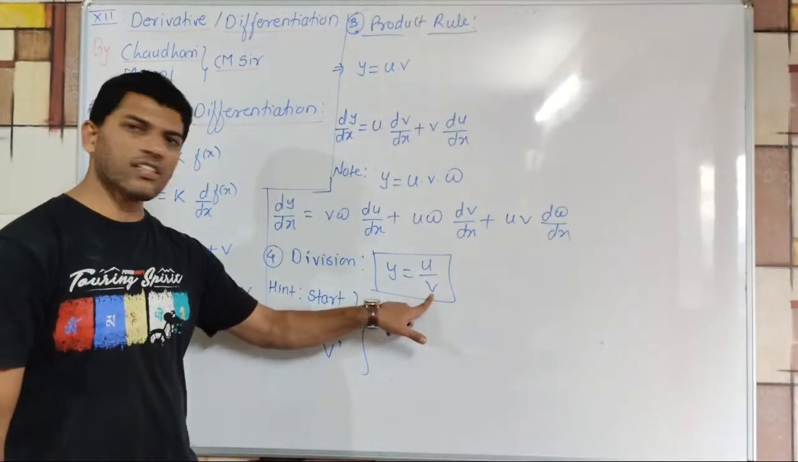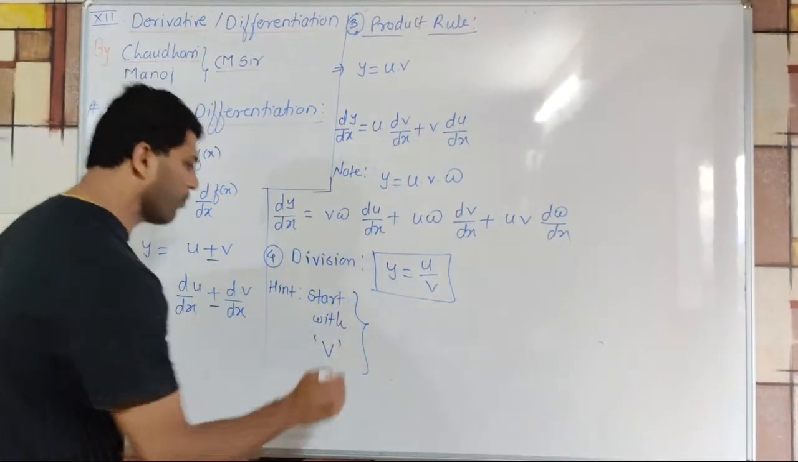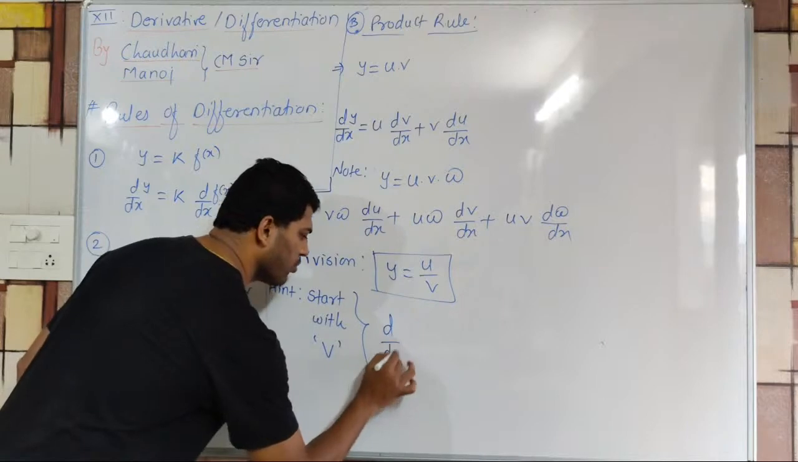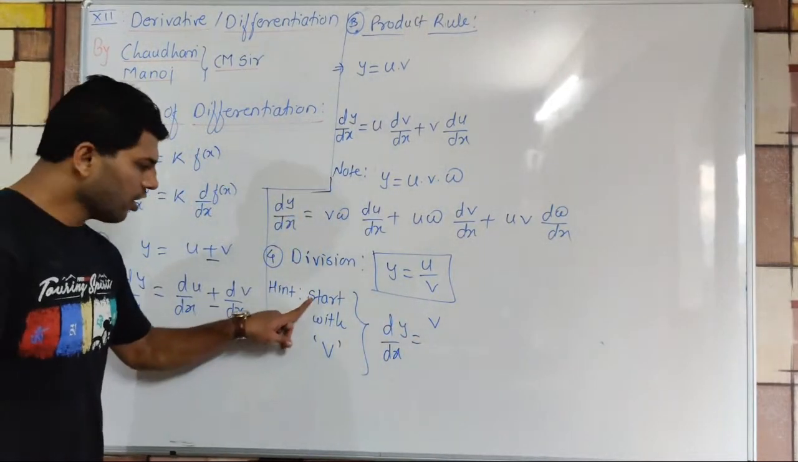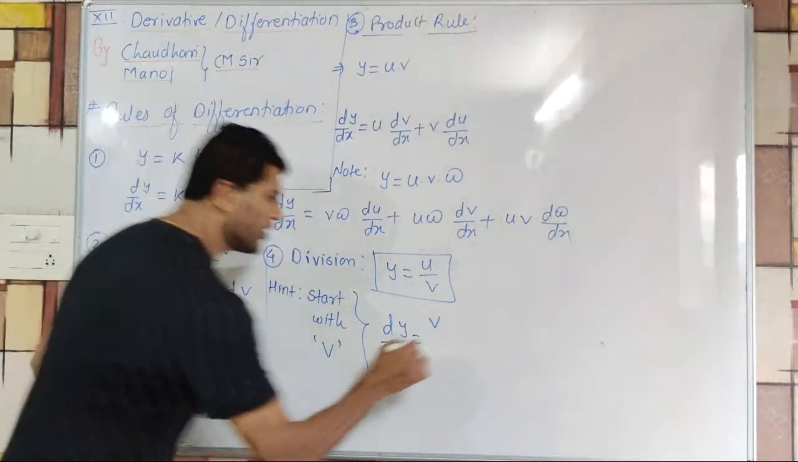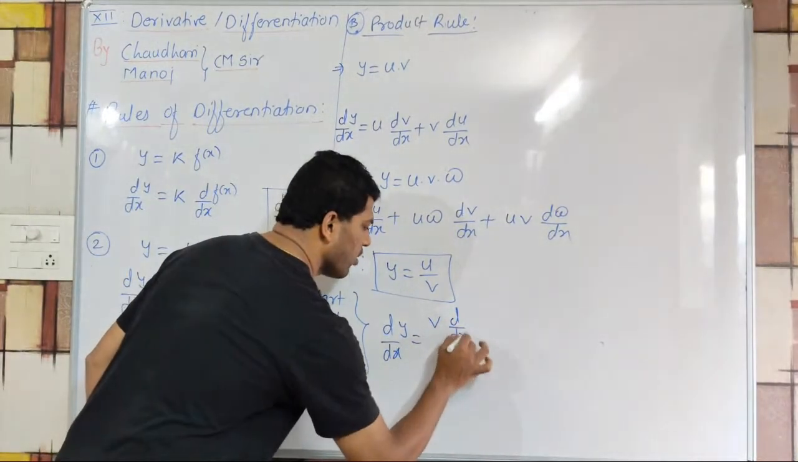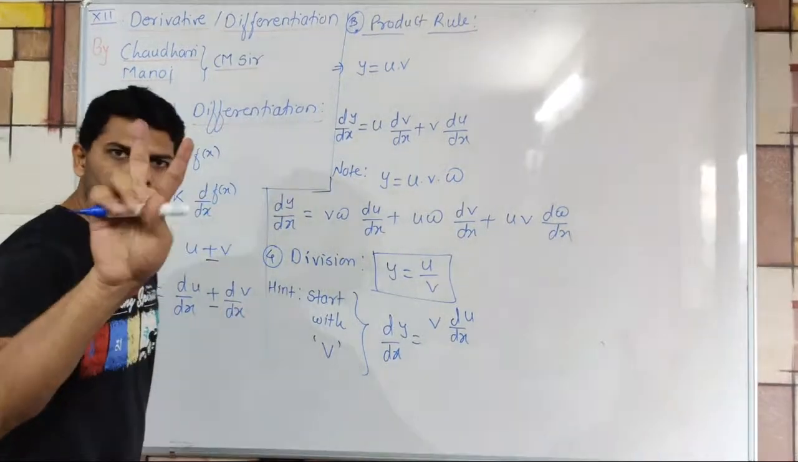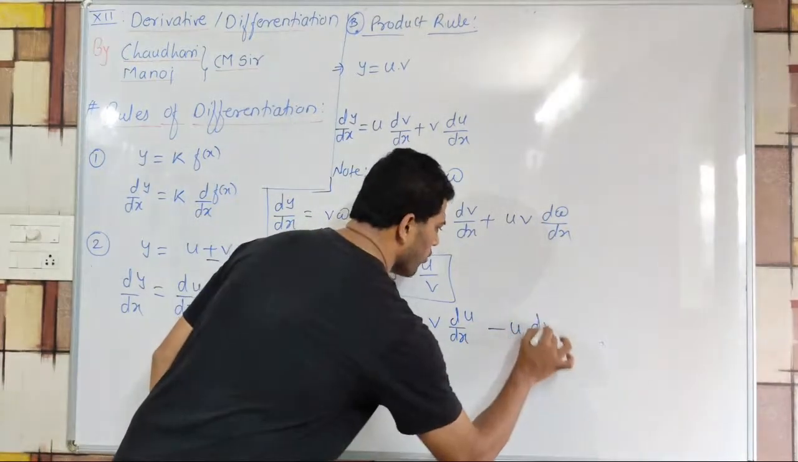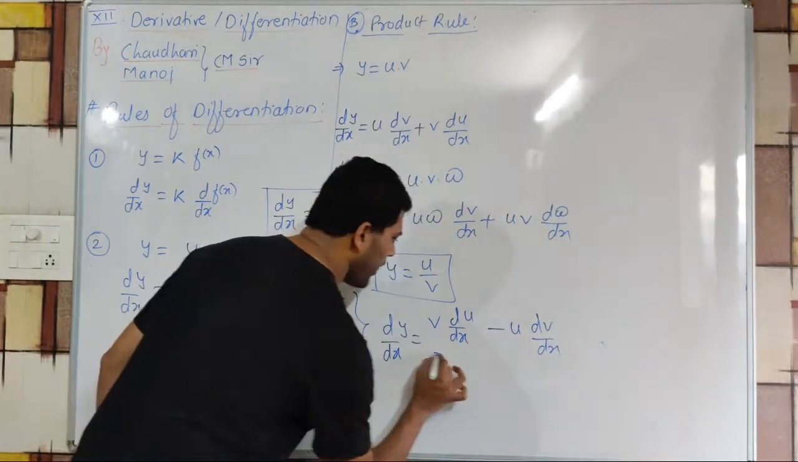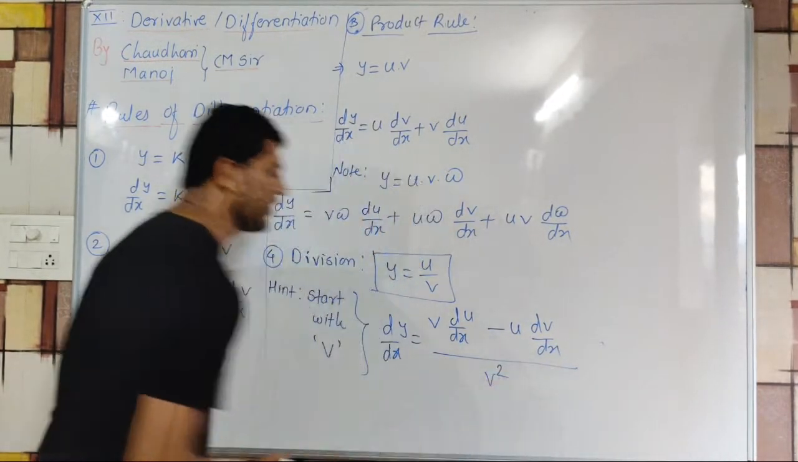Always remember, start with v, which is present in the denominator. This is the way that you have to differentiate it. Start with v. See this hint? You have to start with v. If it is v, then it's the derivative of u. Then switch all the things in this way. Then minus sign, then u into derivative of v, divided by, in the denominator, v square.